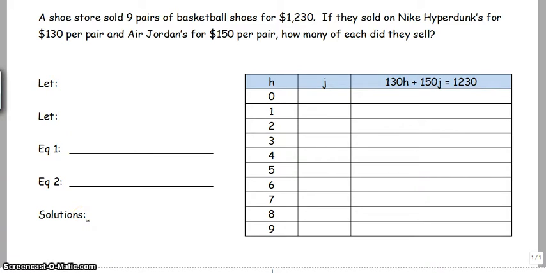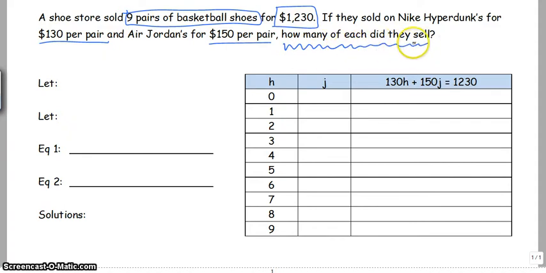In this problem it says that a shoe store sold 9 pairs of shoes, and our total amount we collected was $1,230. Those are two big pieces of information that we're going to use to set up our equations. As we look on, it says that they sold Nike Hyperdunks for $130 per pair, and then Air Jordans for $150 per pair. They want to know how many of each did they sell.